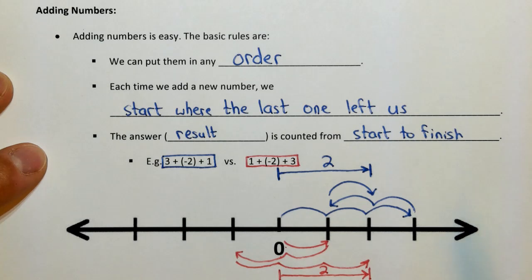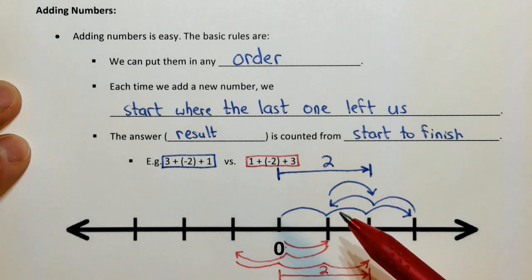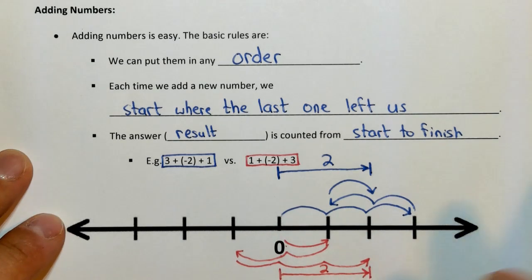So the reason I wanted to start with these really simple problems and break them down and think about the rules, as I said before, is because the rules for adding vectors are very similar to the rules for adding numbers. So let's now look at vectors.